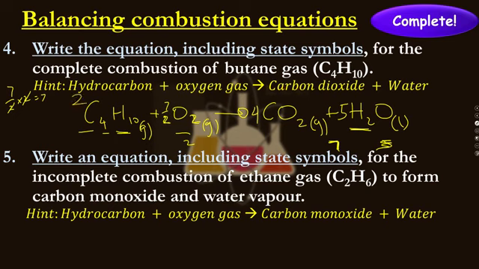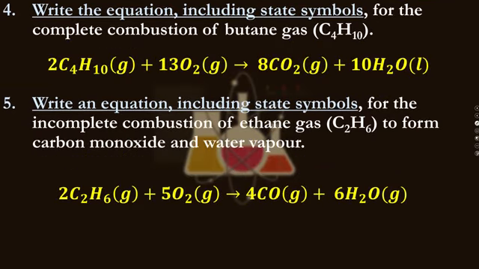So this becomes 2C4H10. This becomes 13 O2. This becomes 8 CO2. And this becomes 10 H2O. Now, we already balanced the equation before. We've just increased the numbers, so it's still balanced now here. And looking at number 5, that's the balanced equation for butane.